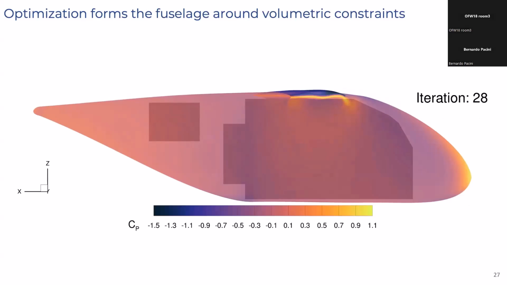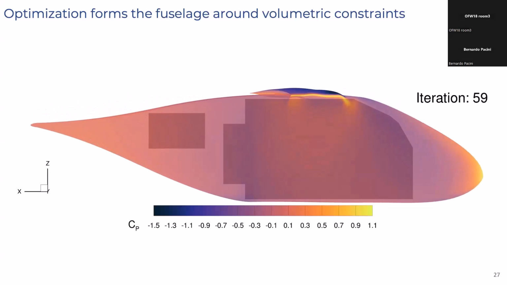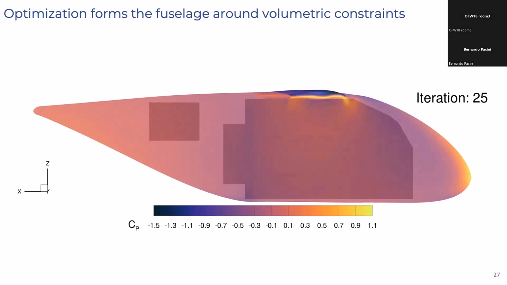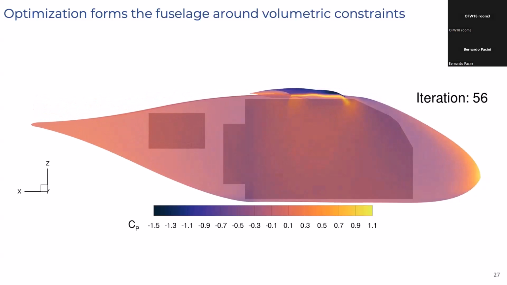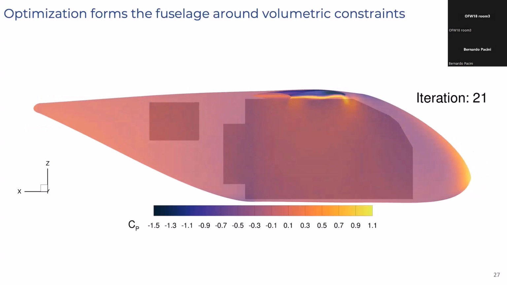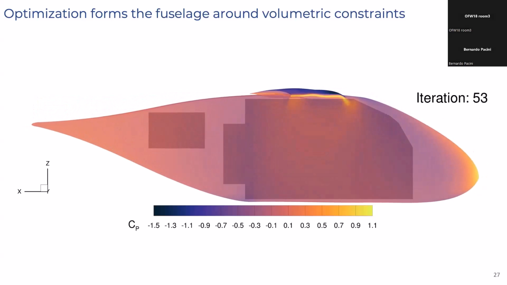So the optimization ends up forming the fuselage around volumetric constraints. So this is how the fuselage changes in shape. And you can see that the cargo is actually getting longer and lower in the fuselage as the fuselage is shaped more like an airfoil to make it more efficient.